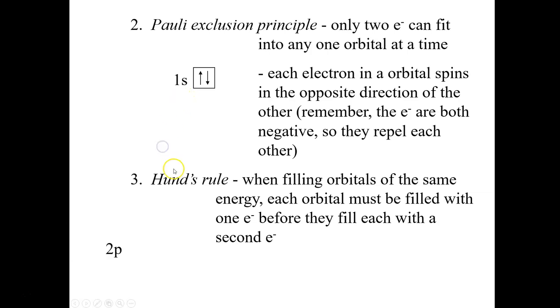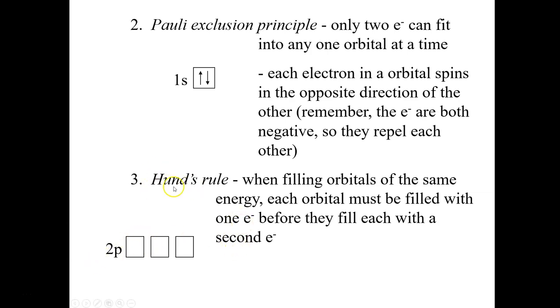So let's say that we're doing the 2p. Remember how many orbitals a p has? A p has 3 orbitals. So I'm going to draw 3 boxes next to the 2p. Now let's say that you have 3 electrons to put in these boxes.